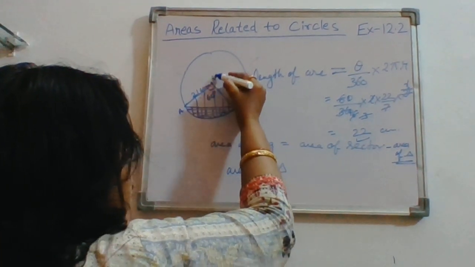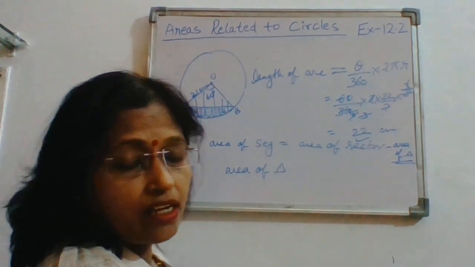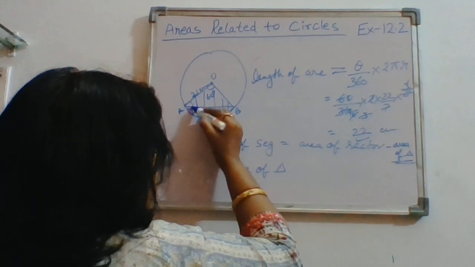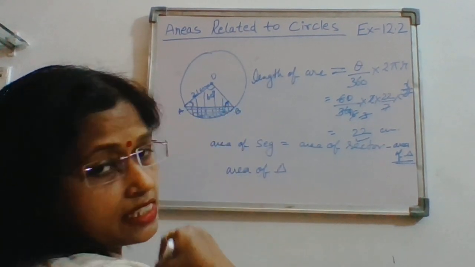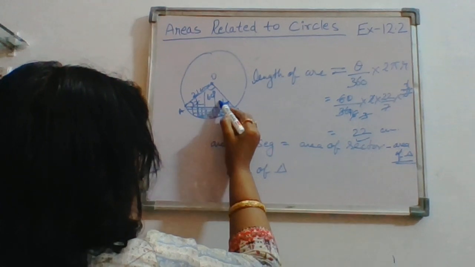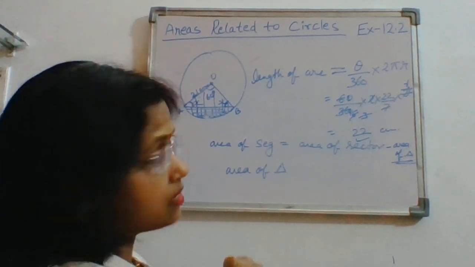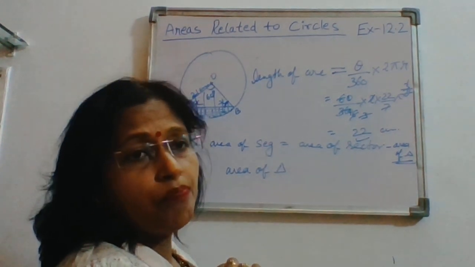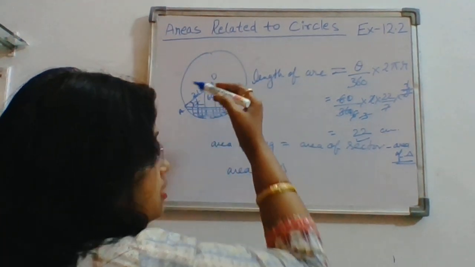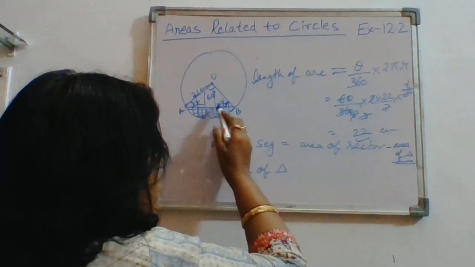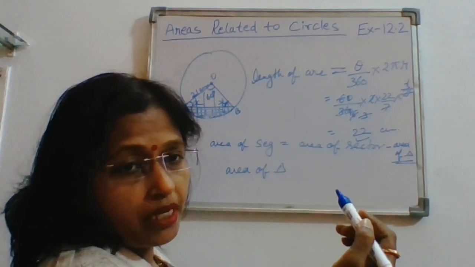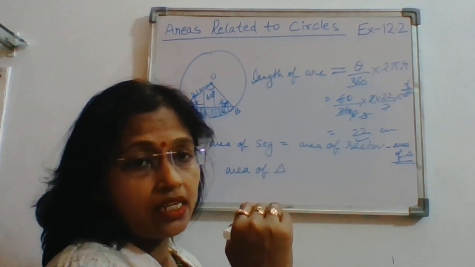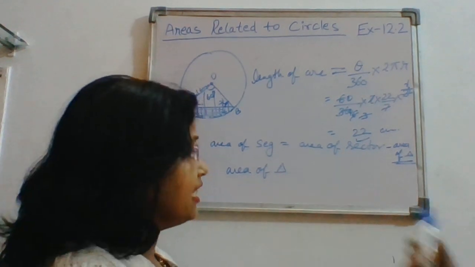Now this OA and OB are the radii of the same circle. They are equal. That means OA is equal to OB. So angles opposite to equal sides are always equal. So if this is x, this also will be x, right? And we know that the sum of the three angles of a triangle is always equal to 180 degrees. So 180 minus 60 will be 120 and 2x is equal to 120. So x also will be equal to 60 degrees. So whenever we get the central angle as 60 degrees, it will be an equilateral triangle.